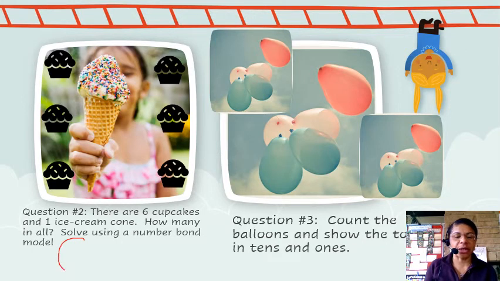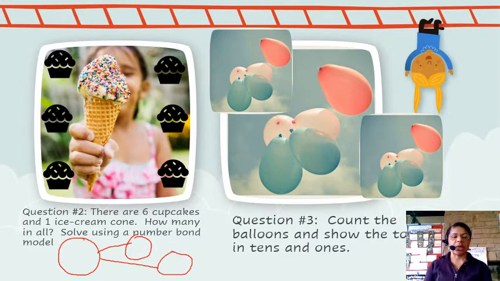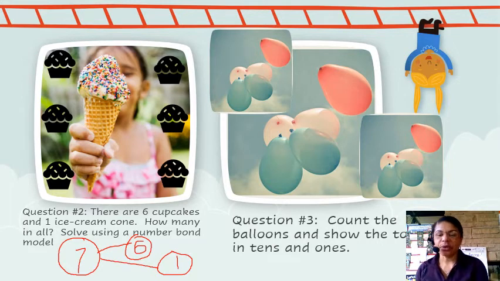We already know that for the number bond, we have the whole and we have the parts. And I don't have much space here, so I will have to expand it a little bit. And it says that there are 6 cupcakes. I'm going to put a 6 right here. And 1 ice cream cone. How many altogether? 1, 2, 3, 4, 5, 6, 7. Did you get it right? Yes.